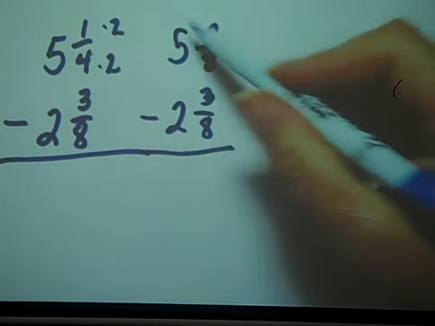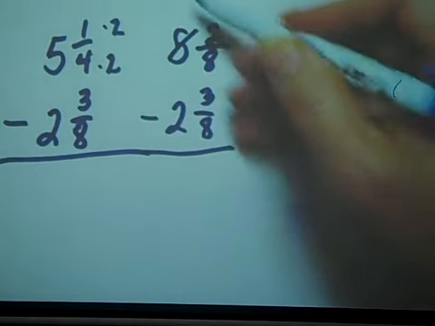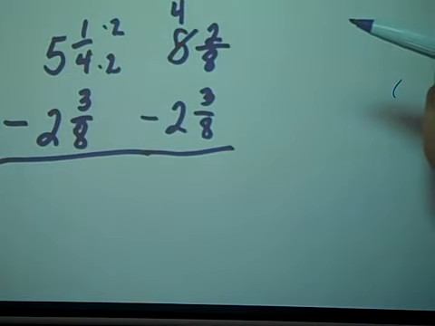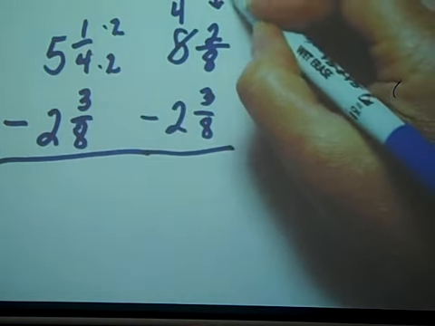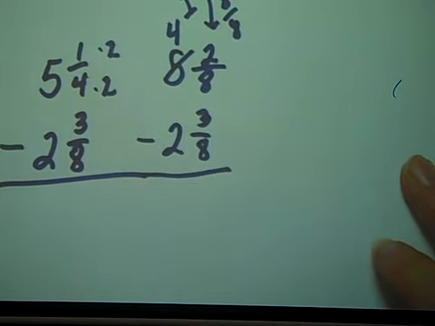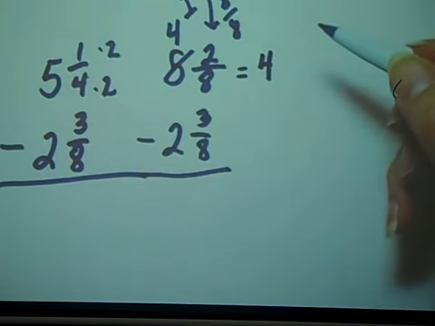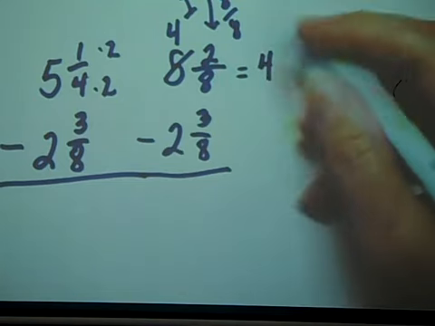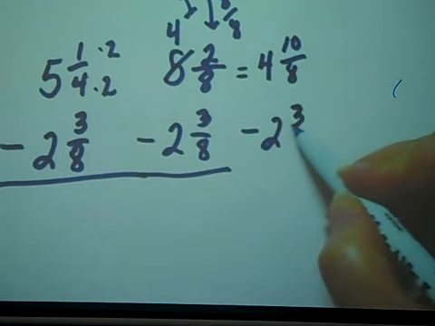So in order to borrow, we're going to have to make more number of 8s here. We take one whole away and make that a 4. But the one we borrow, if we're going to put it over here, is 8 over 8. It's equivalent to 8/8. So number 1 can be written as 8/8. So if I add that 8/8 to these 2/8, I get 4 as my whole number, and 8/8 plus 2/8 is 10/8, and then subtract my 2 and 3/8.